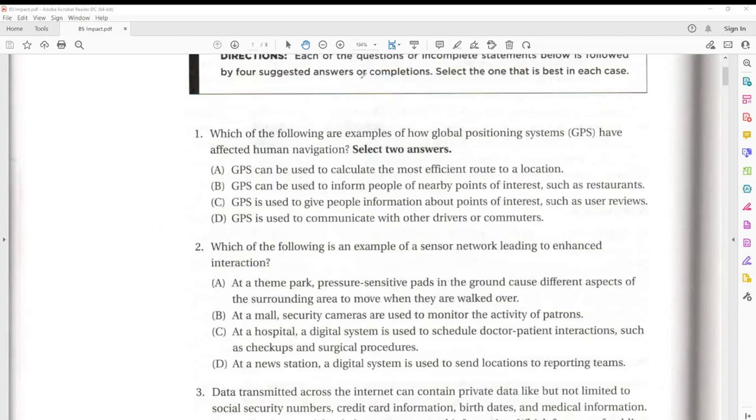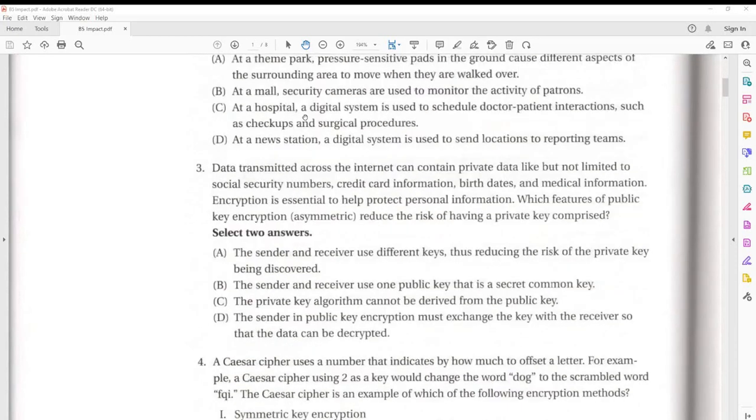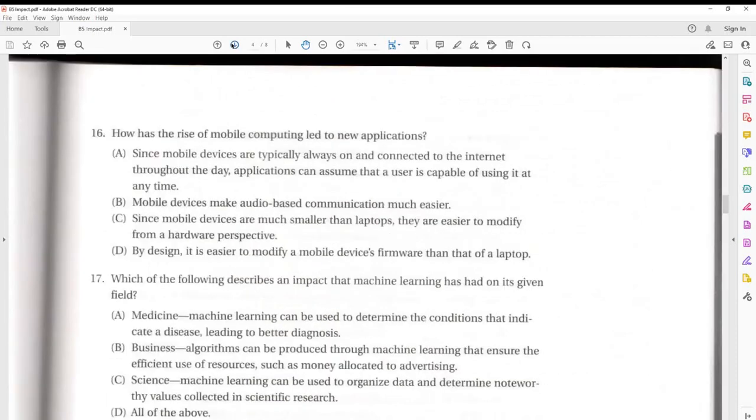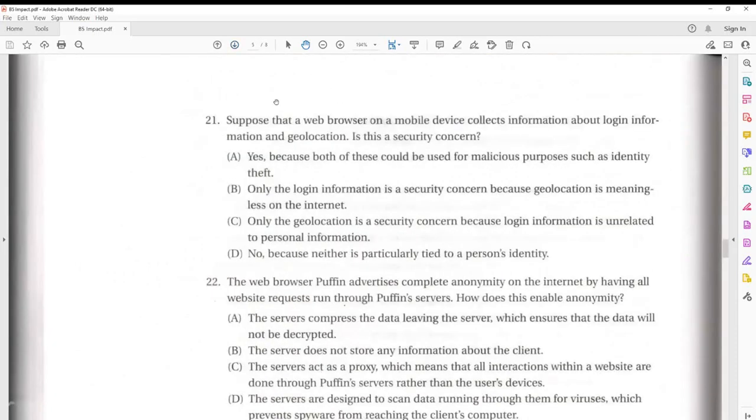Last time we finished up to problem 20, but I want to finish all kinds of problems before we finish this course. Suppose a web browser on a mobile device collects information about login information and geolocation. It is a security concern. Mobile device, web browser collects login information and geolocation. Is this personal identifiable information? Yes. So A.